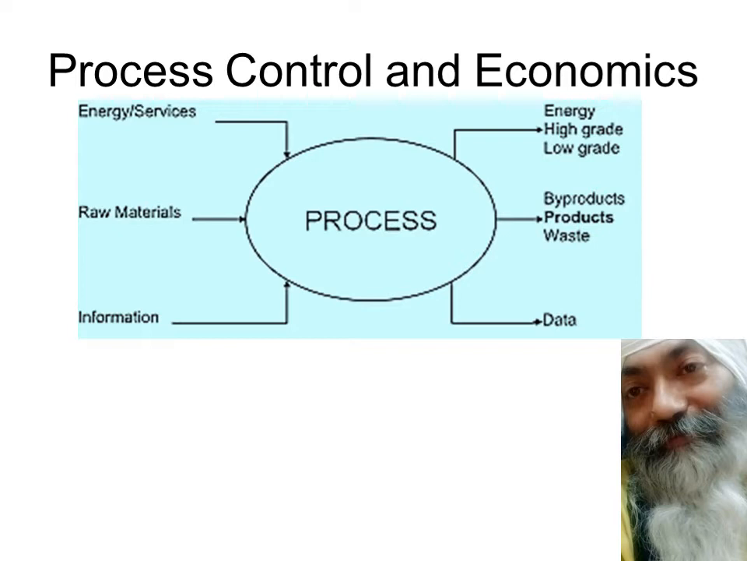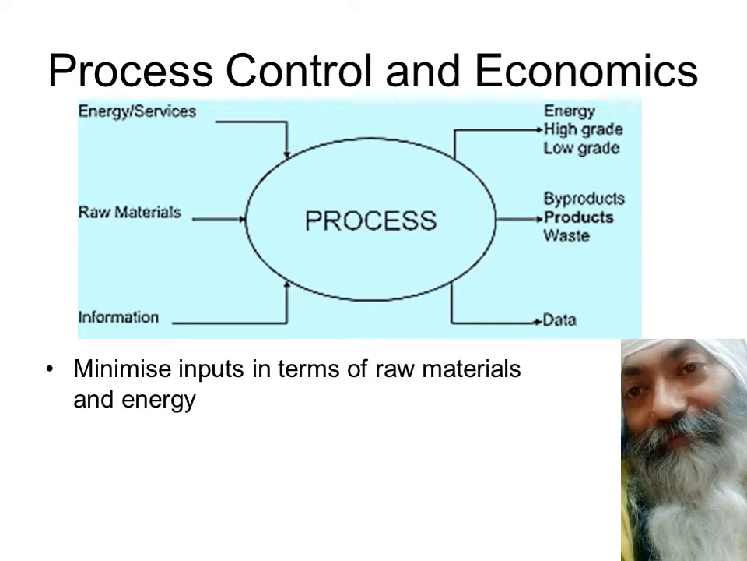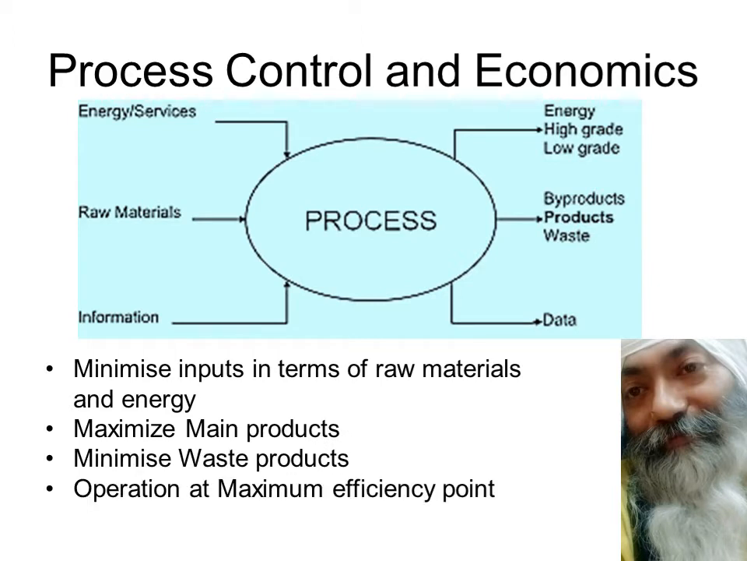So in this process, we have to minimize the input in terms of raw material and energy. We have to maximize the main products, minimize the waste products, and operate at the maximum efficiency point. Any process or sub process or equipment operates at a certain point where the efficiency is maximum. It can be underloaded, optimally loaded, or overloaded. Optimally loaded means it's loaded at a point where the efficiency is maximum.